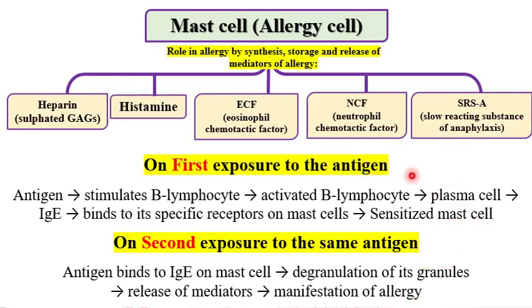First exposure leads to only a sensitized mast cell, which is a mast cell containing IgE antibody. If we expose it to the same antigen, it will attach to this sensitized mast cell, leading to its degranulation and release of its granules containing mediators. These mediators will appear as a manifestation of allergy.